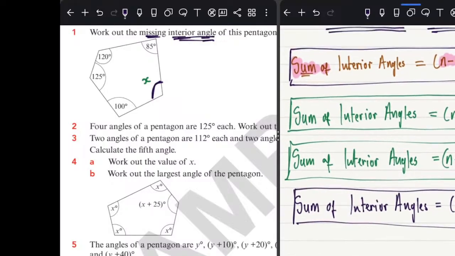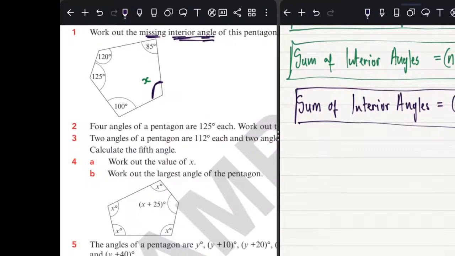This is the 4th time. Let's write one more time. I want you to write again neatly. Sum, I want to see it 5 times. Sum of interior angles is equal to n minus 2 times 180 degrees.